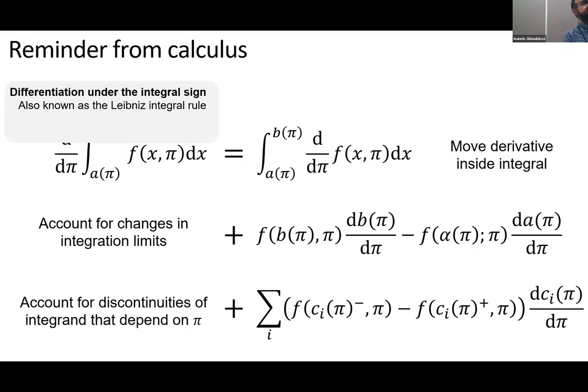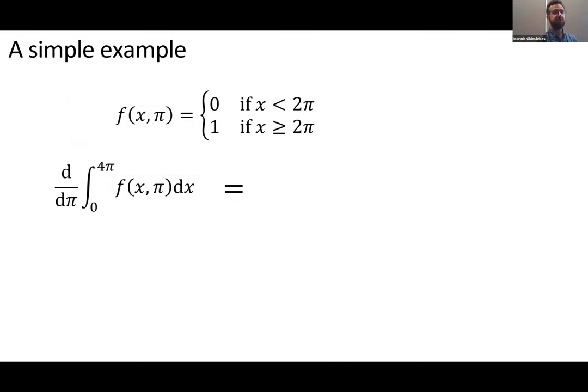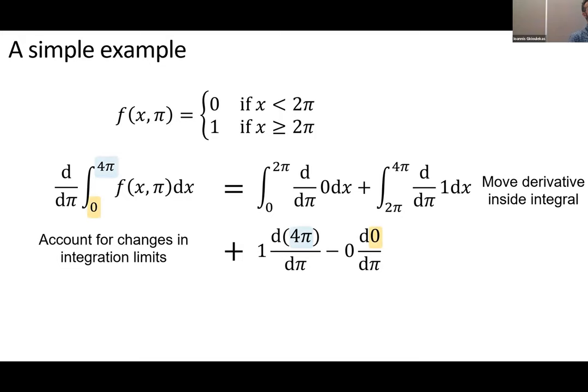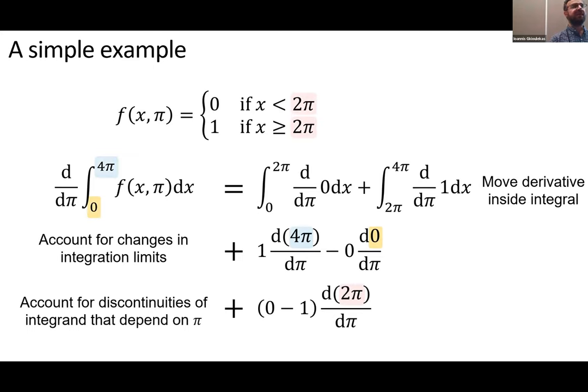Okay? Simple calculus. Just an example to make sure that everyone absorbs this. I have to differentiate this function that shows up in all of the problems we had before. The function that's discontinuous at some location 2 pi, and I'm integrating from 0 to 4 pi. For differentiating with respect to pi, I first have the first term, which is move the derivative inside the integral. Then I have the second term, that's differentiation of the integral limits. And then I have a third term that accounts for the fact that I have a discontinuity at 2 pi that depends on the parameter I'm optimizing over. Okay? Any questions so far?